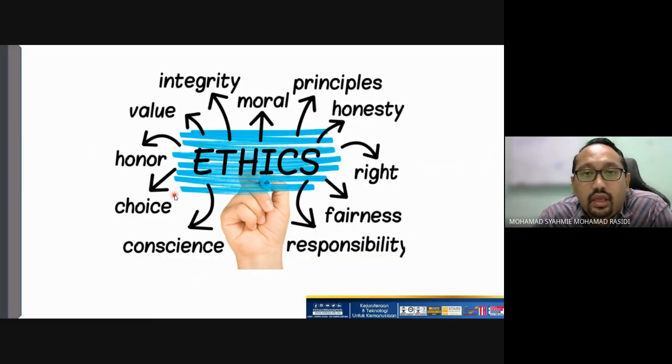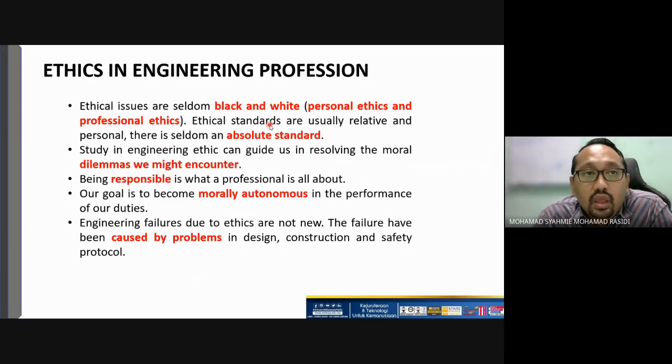First, I believe that all of you know the meaning and definition of ethics. Basically, ethics is regarding moral principle, honesty, right, fairness, responsibility, conscience, choice, honors, value, and integrity of someone. And engineering ethics is applied for engineers. Ethics in engineering profession.